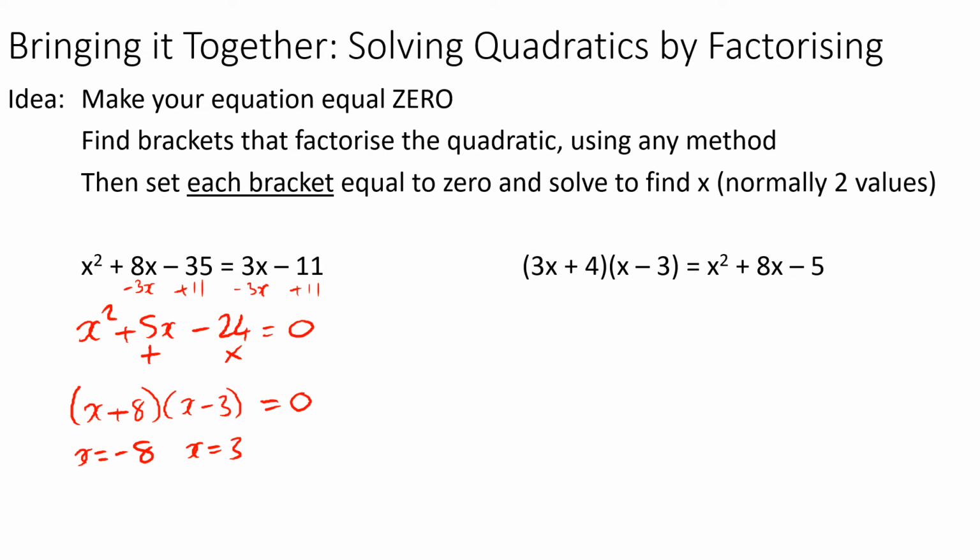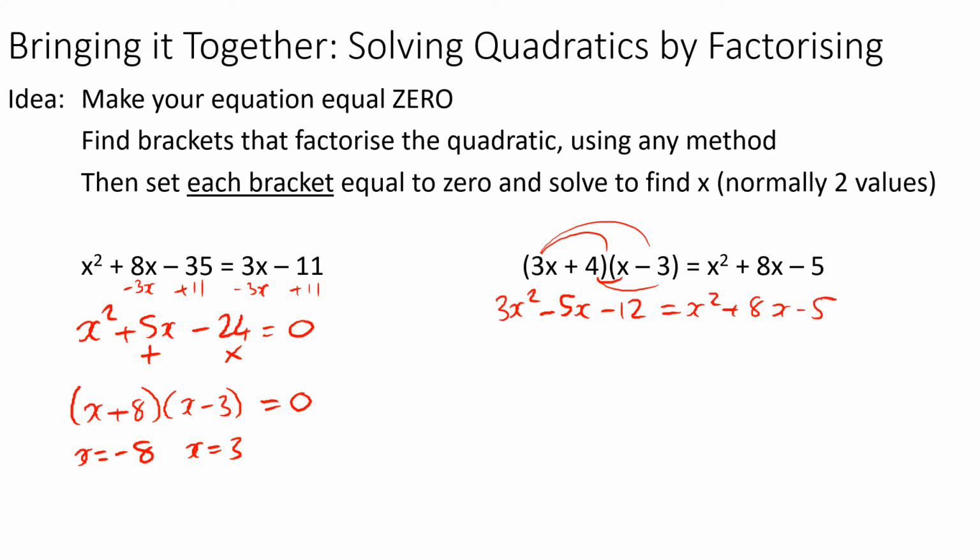Fair enough. What about something slightly more complicated looking like this? Well, you might be tempted to start setting this equal to 0, but we can't because this side is not 0. This whole thing on the right needs to move across to the left, but also we need to expand out these brackets, so let's do that. That'll give us 3x squared. Let me see, we'll get plus 4x minus 3x minus 9x either, so that's minus 5x minus 12 is equal to x squared plus 8x minus 5.